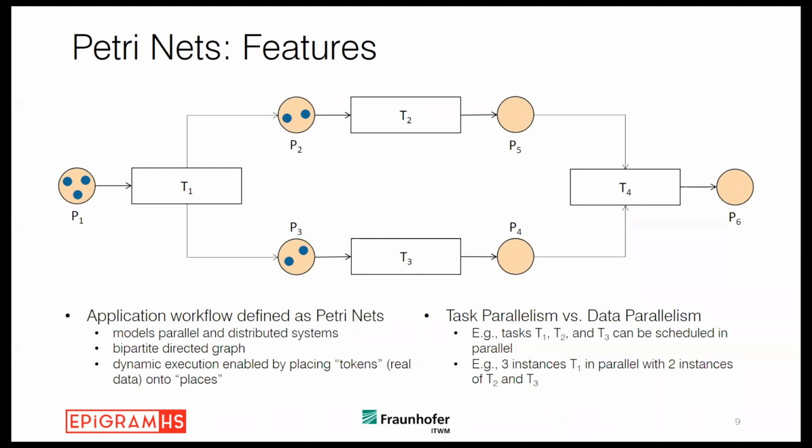Petri nets also allow to express task parallelism and data parallelism. As shown on the Petri net above, the data parallelism comes from the number of different tokens at the place P1, whereas the task parallelism comes from the splits in the Petri net. In this case, the transitions T2 and T3, which can in theory be executed simultaneously.